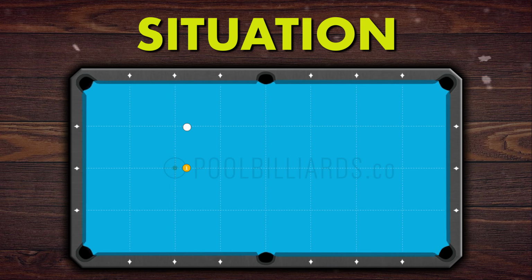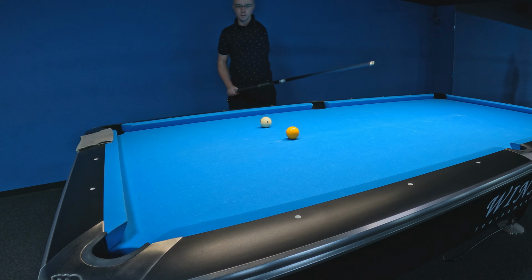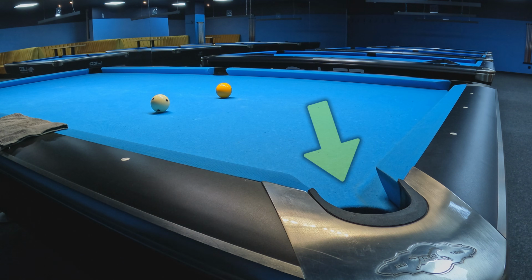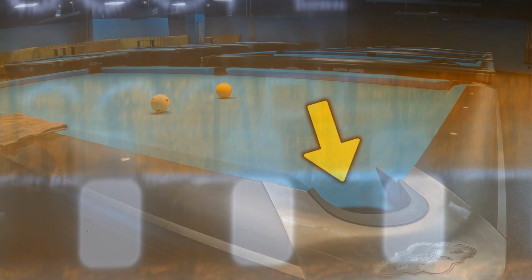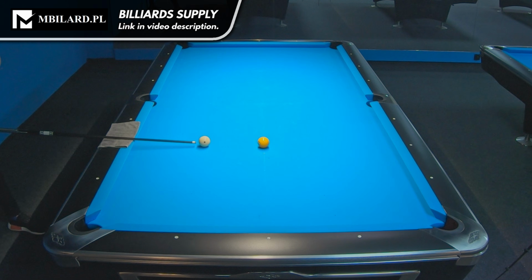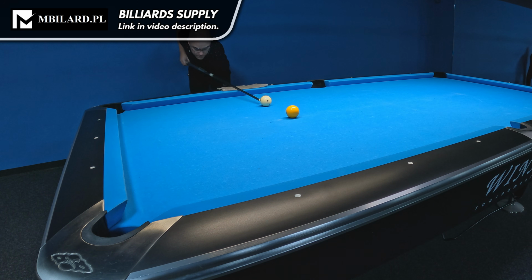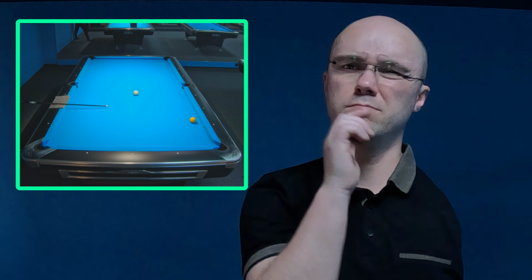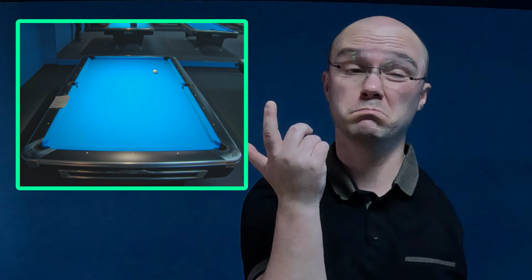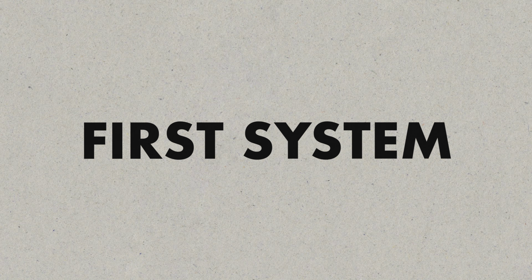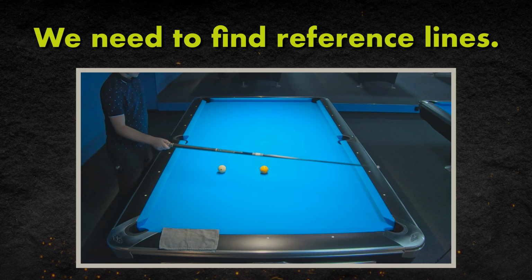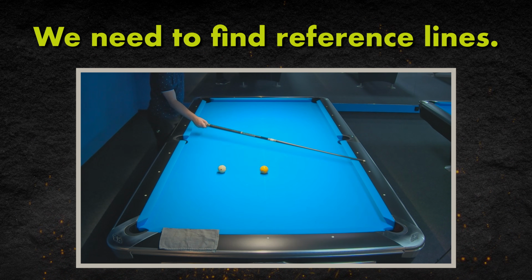Let's imagine a situation like this, where we need to play a bank shot on the one ball into this corner pocket. Both of these balls are placed in random positions and we are not sure where the correct contact with the rail is. In the first system, we need to indicate our reference lines, and we can do this by numbering both long rails.